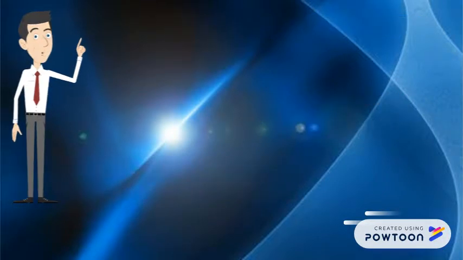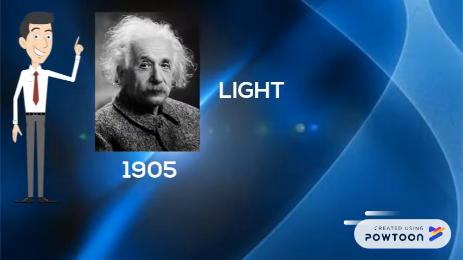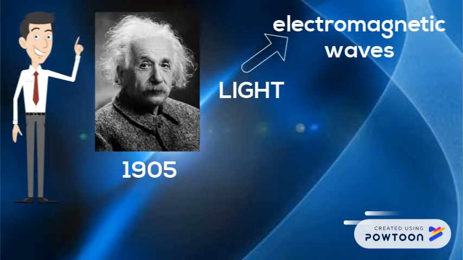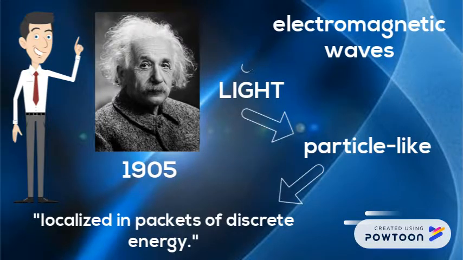On the basis of experimental evidence, German physicist Albert Einstein first showed in 1905 that light, which had been considered a form of electromagnetic waves, must also be thought of as particle-like, localized in packets of discrete energy.